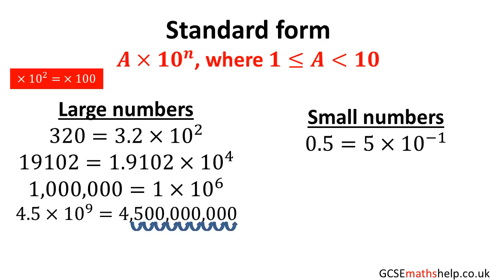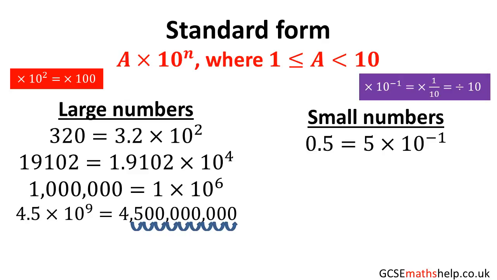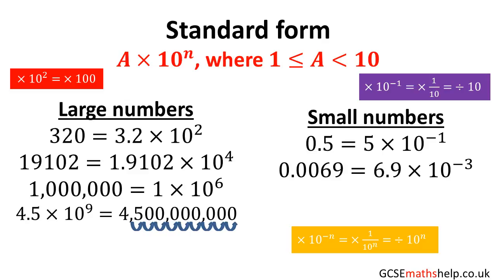For small numbers, we need to understand what it means to be a negative power, like we were talking about earlier. So if we have times 10 to the minus 1, that's the same as times 1 over 10 to the power of 1, because it's a reciprocal when you have a negative power. And timesing by a tenth is the same as dividing by 10. We can extend this to any power though. 10 to the minus n is times 1 over 10 to the n, or divided by 10 to the n.